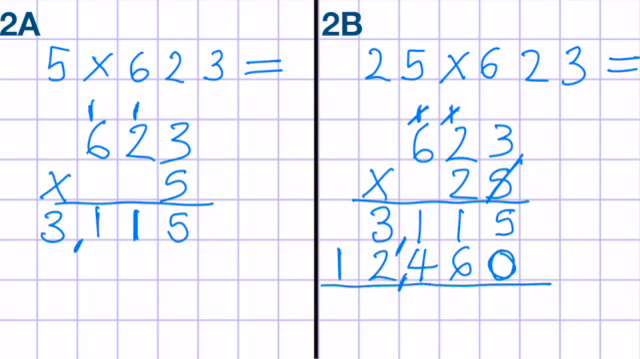Let's add those two numbers. So 5 add 0 is 5, 7, 5. 3 add 2 is 5, 1. So that's 15,575.